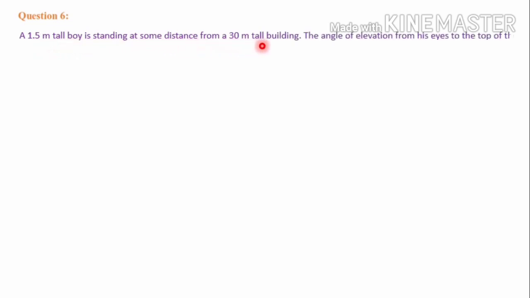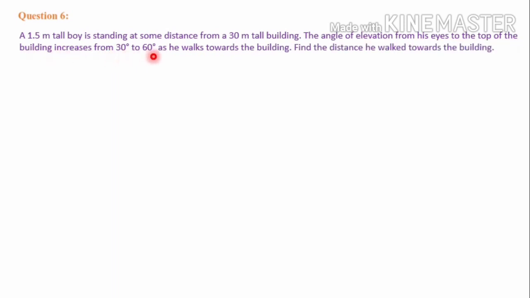Next we shall discuss question number 6. The question is, a 1.5 meter tall boy is standing at some distance from a 30 meter tall building. The angle of elevation from his eyes to the top of the building increases from 30 degree to 60 degree as he walks towards the building. Find the distance he walked towards the building.